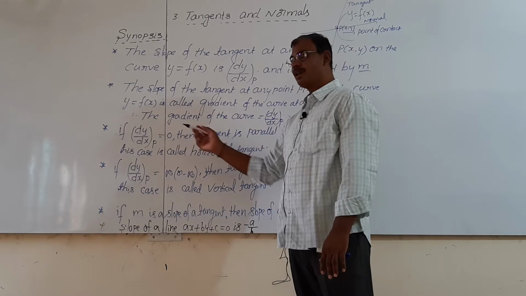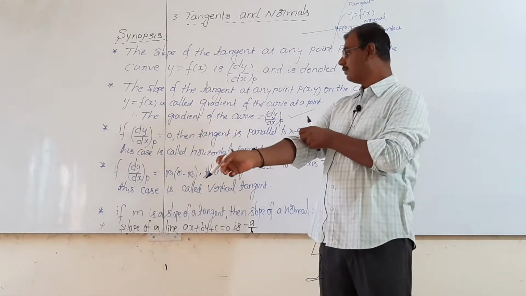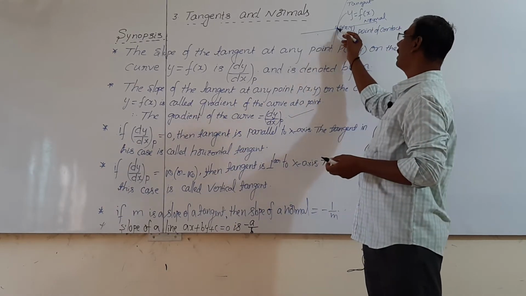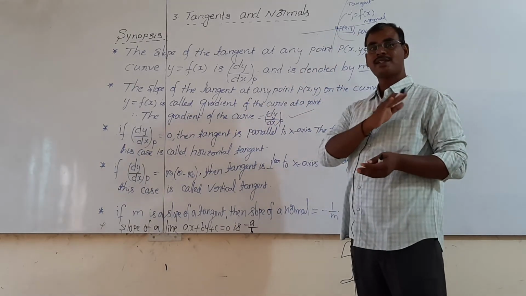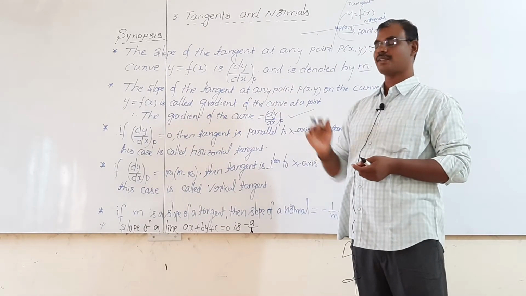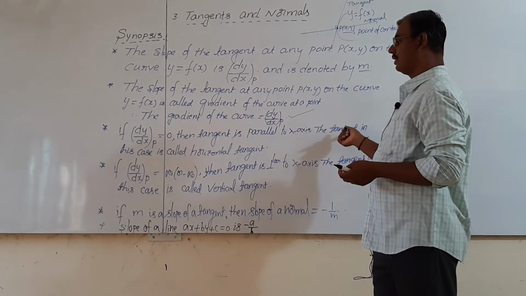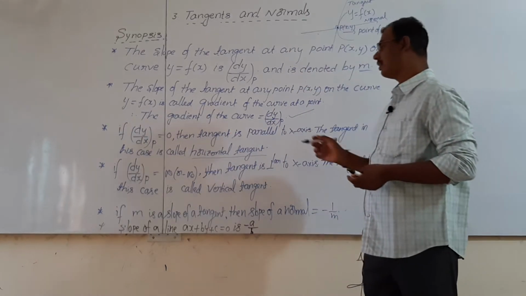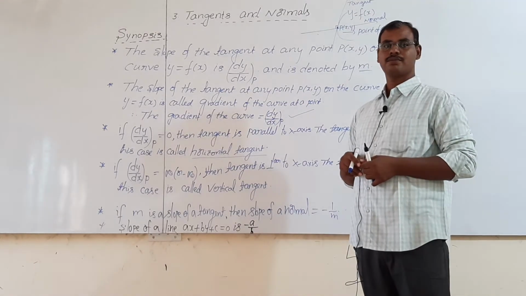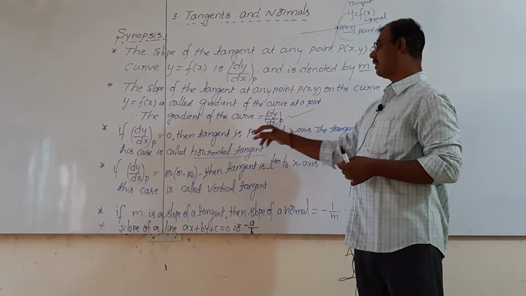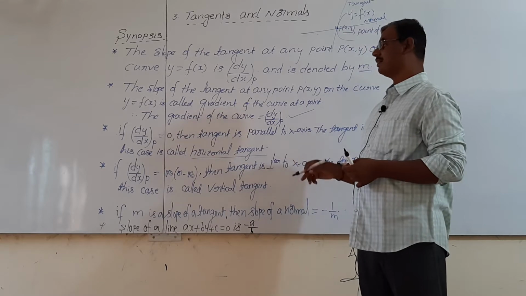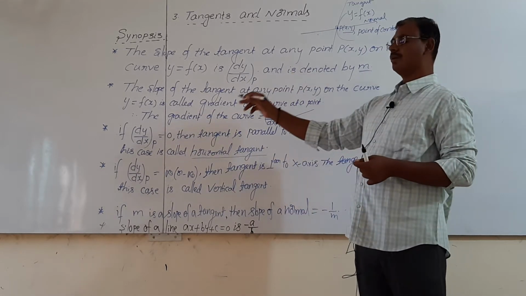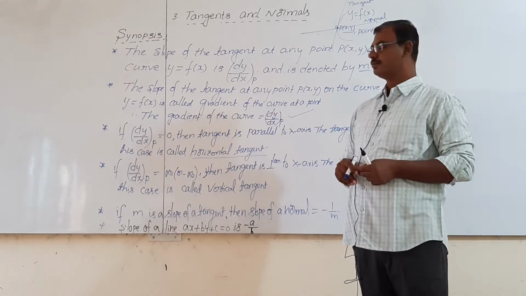If slope is equal to 0, what happens? The tangent is always parallel to the x-axis. So, in this case, the tangent line is called a horizontal tangent. Remember, on the x-axis, slope will be 0.